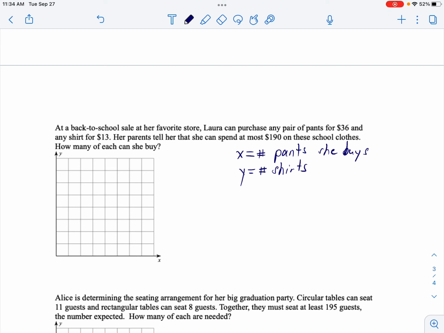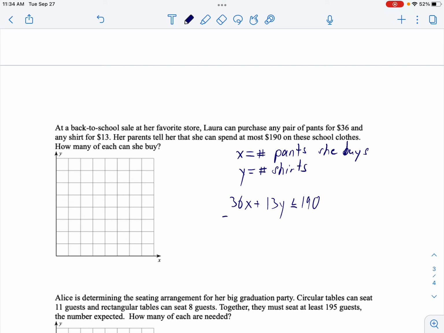So her amount of money she spends on pants is going to be the price of pants, which is $36, times X, the number of pants she buys. Okay. The amount of money she spends on shirts is going to be $13 times the number of shirts she buys. The total money she spends is going to be the sum of those two, and that has to be at most $190. So that means it has to be less than or equal to $190. Okay, so we have our inequality here now, and we're just going to go ahead and shade this as if it were any other inequality problem, okay?